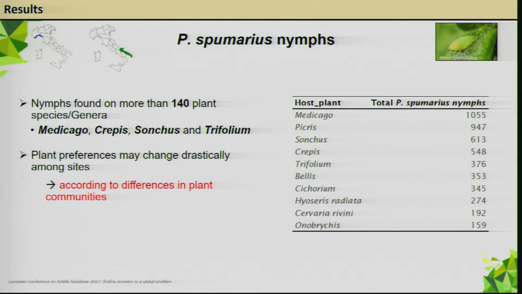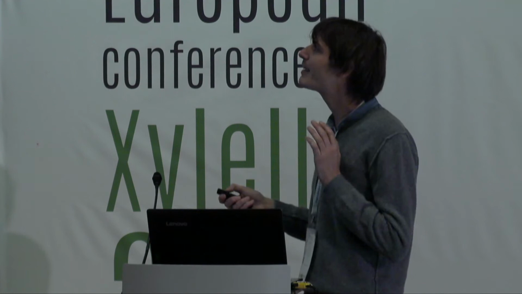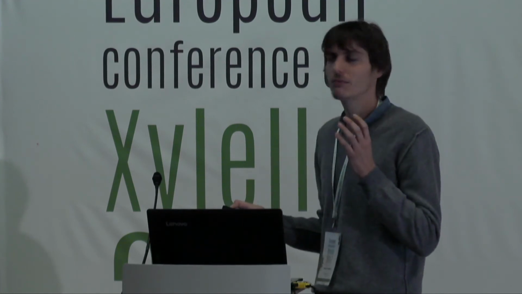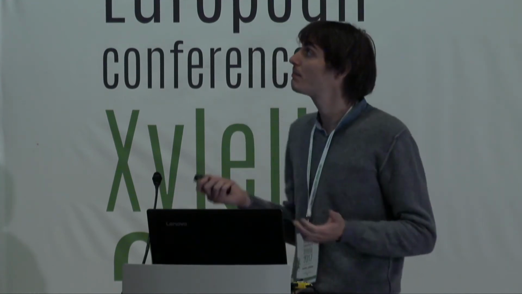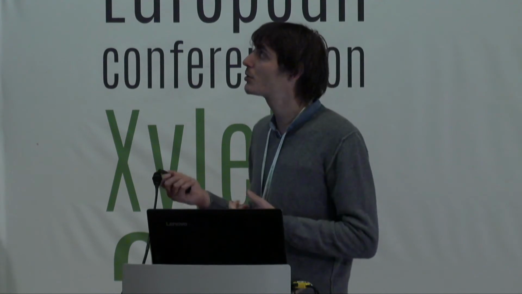Okay, about the host plant preference, the nymphs were found on more than 140 plant species or genera, with Medicago, Crepis, Sonchus, and Trifolium being the most infested plants. But we found really important changes in plant preference among different olive groves. This is probably due to differences in plant communities.